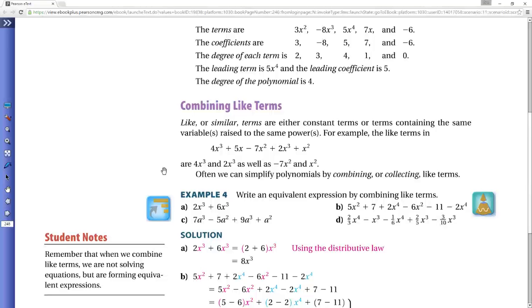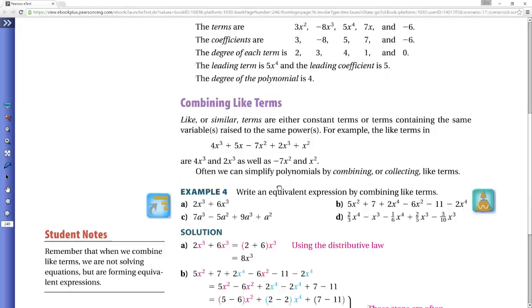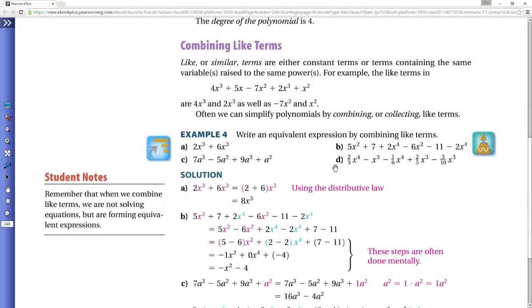Then they talk about combining like terms. This is really using the distributive law, and I like the way they show this, because when we put things as an addition, we can use the commutative property and the associative property and do some things here that we're going to look at in a little bit. But let's look at example A first.